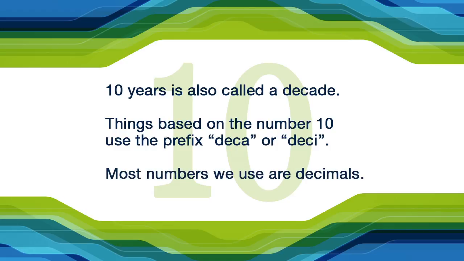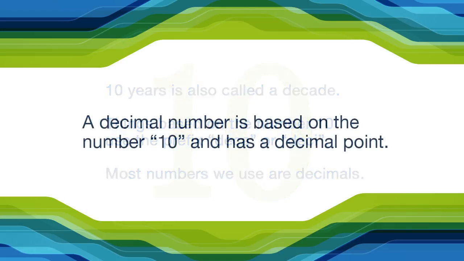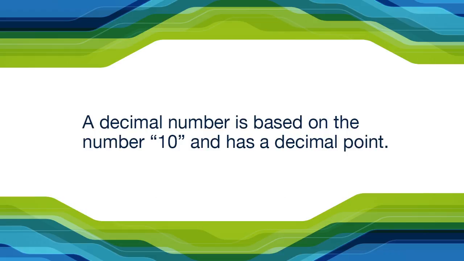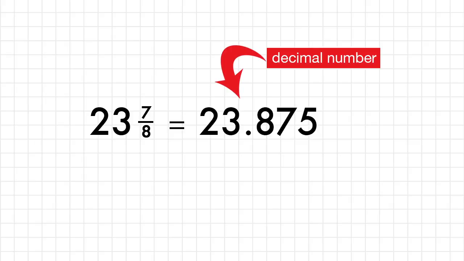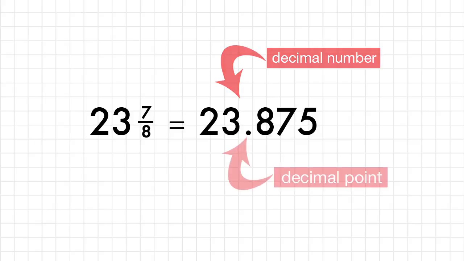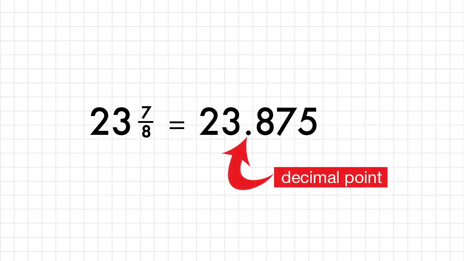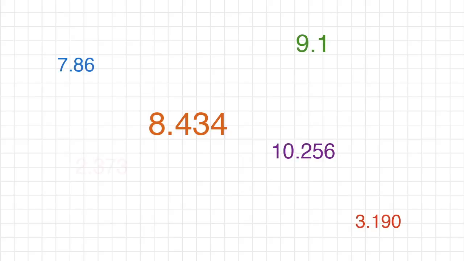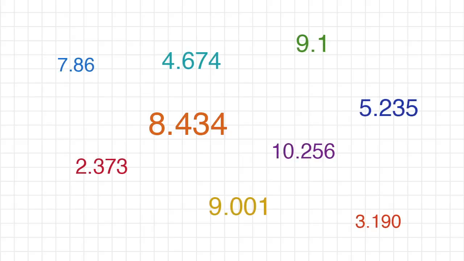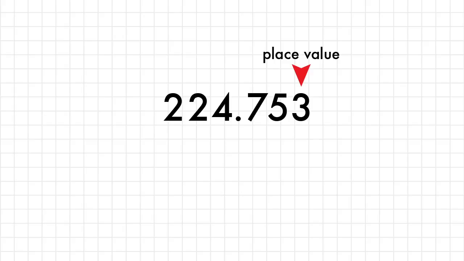Most numbers we use are decimals. A decimal number is based on the number 10 and has a decimal point. Written as a dot or period, the decimal point allows you to easily represent fractional quantities such as 23 7/8. Decimals represent numbers that are not whole numbers. The positions of the digits, or their place values, represent the number.